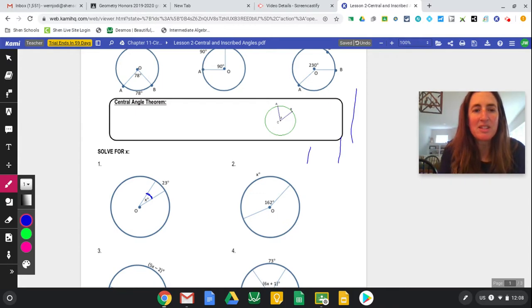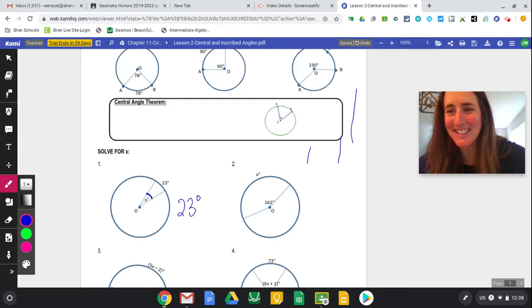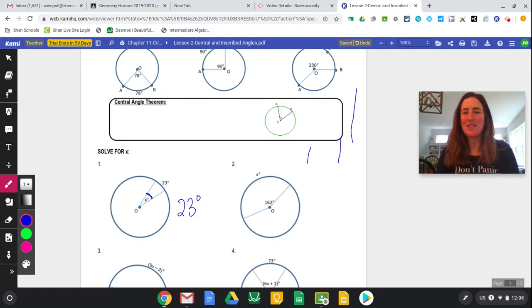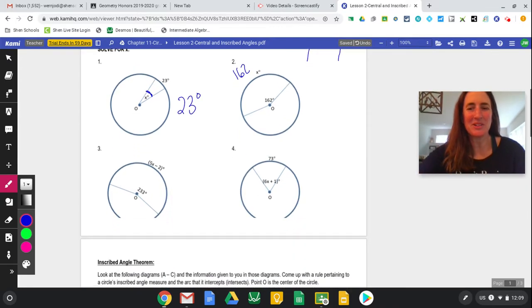So this arc on the outside is 23. So guess what the angle in the center is? It's 23 degrees. How easy is this? The angle and the arc are equal to each other. In this case, this central angle is 162, so this arc is 162. They're the same thing. Let's try some more.